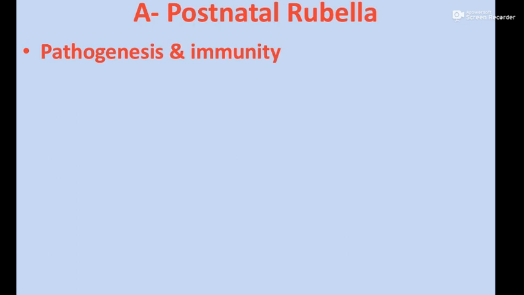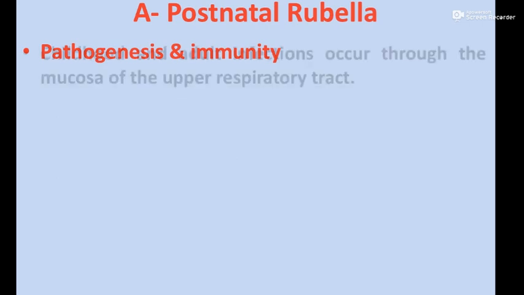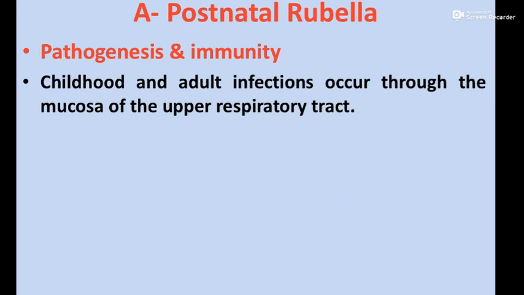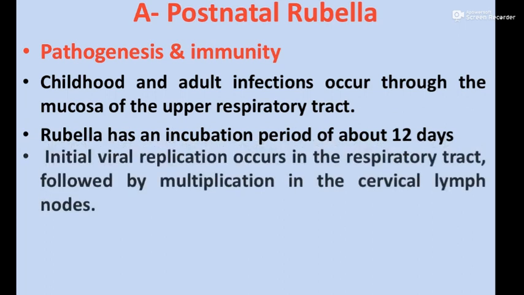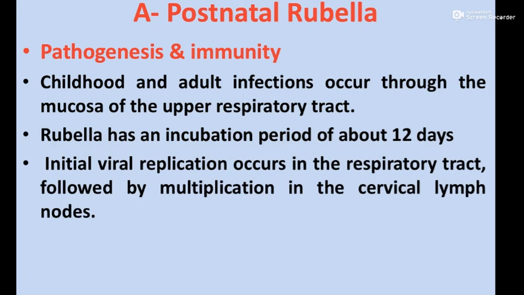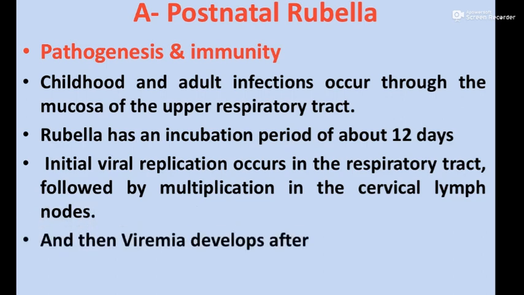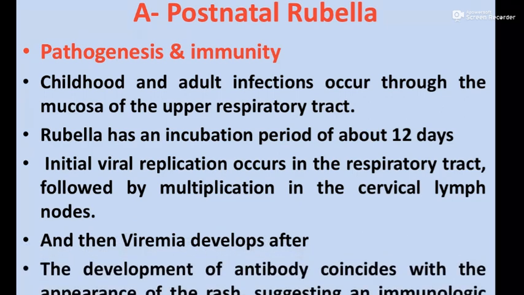هسه راح تنقسم قسمين: postnatal يعني بالتشيلدرن واldult روبيلا، وبعدين نتحدث أخير بعدين اللي هي during pregnancy. Postnatal rubella in childhood and adult: infection acquired through the mucosa of upper respiratory tract. Rubella incubation period about 12 days، مثل الميزلز يعني أكثر من 10 أيام. Initial replication occurs in the respiratory tract أيضا مثل الميزلز, by multiplication in the cervical lymph nodes. Then viremia develops، فلهذا يصير fever. Development of antibodies coincides بالضبط ويا the appearance of rash, suggesting immunological basis of the rash.